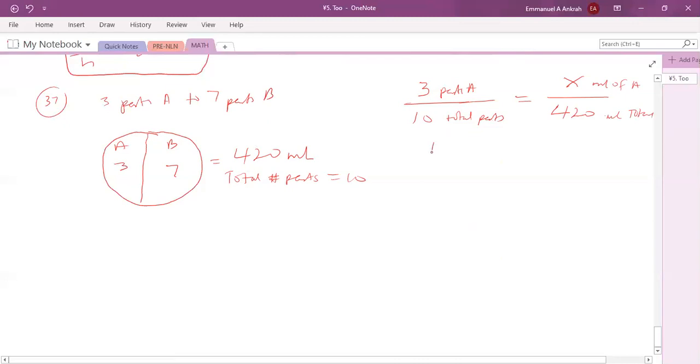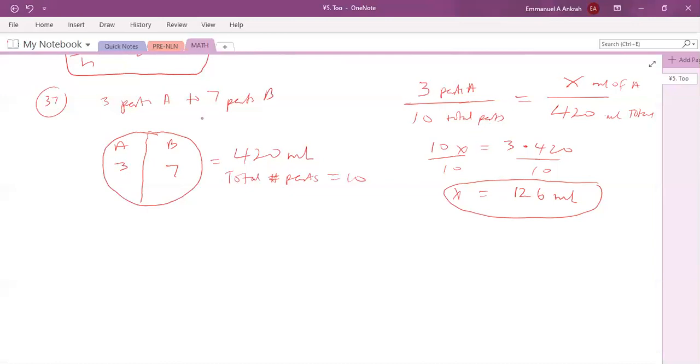So now we can solve: 10 times x is equal to 3 times 420, and then divide by 10. So x will be 3 times 42, that will be 126. So it's 126 ml. Okay, so remember to use the total parts if the question looks like this.